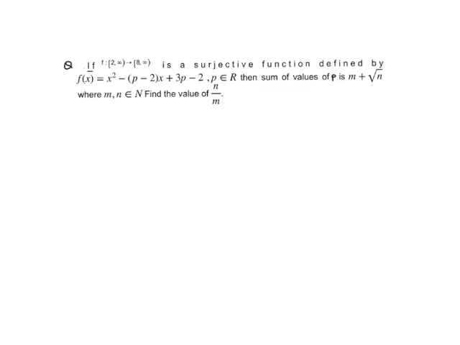Next problem: if f from the closed interval 2 to infinity to the closed interval 8 to infinity is a surjective function defined by f(x) equals x squared minus (p minus 2) times x plus 3p minus 2, where p belongs to R, then the sum of values of p is m plus root n, where m, n belong to natural numbers. Find the value of n by m.